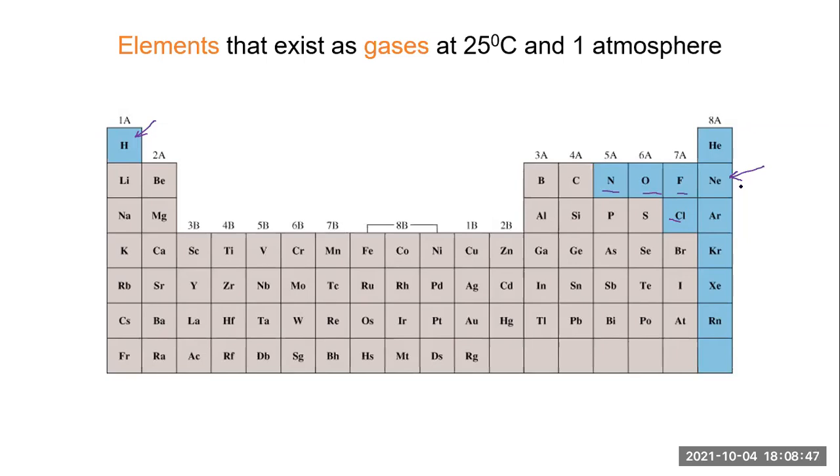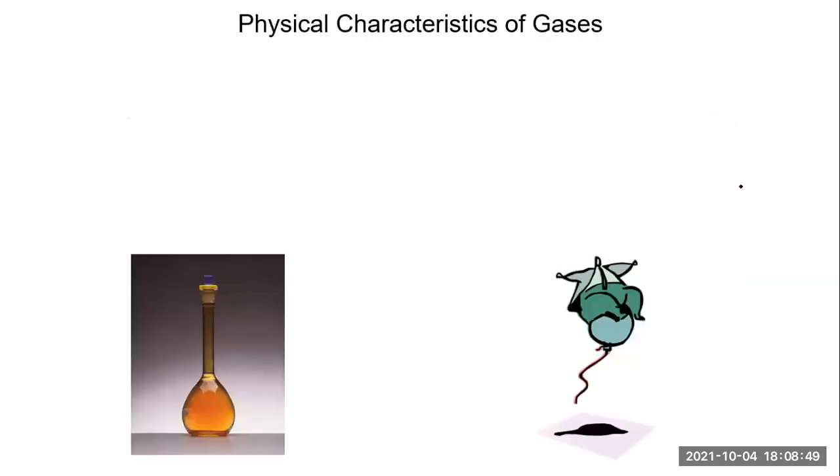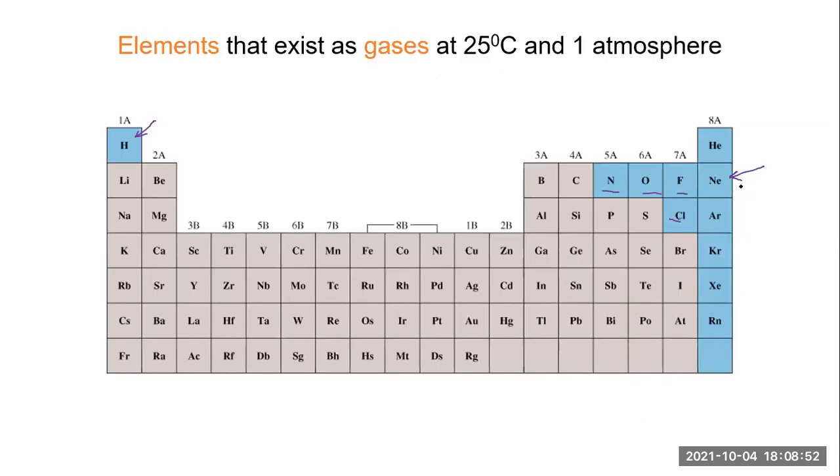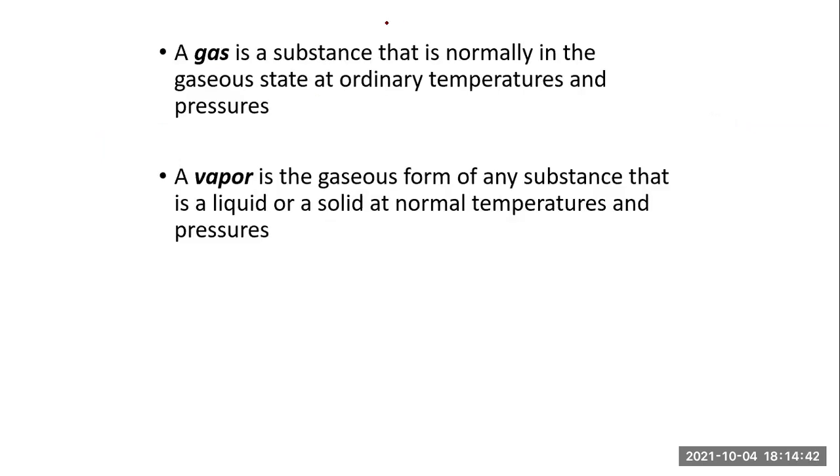This is a good idea to talk about the difference between two terminologies: a gas and a vapor. A gas is something that in normal circumstances is found in the gas state. And a vapor is something that is normally not found in a gas state, but can be converted to a gas. And water is an example of that.